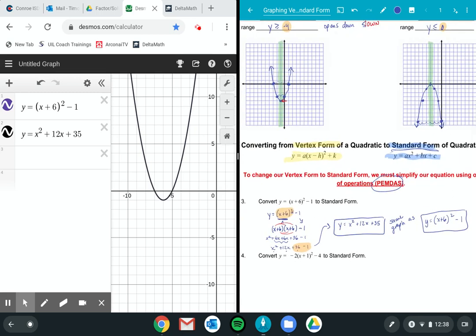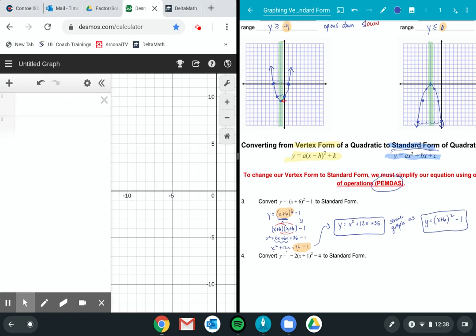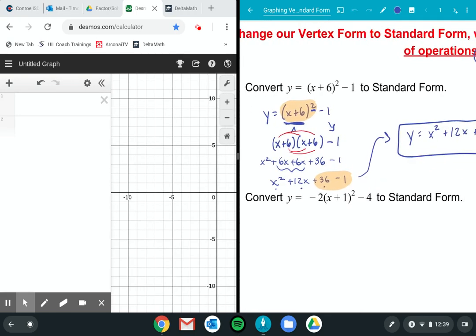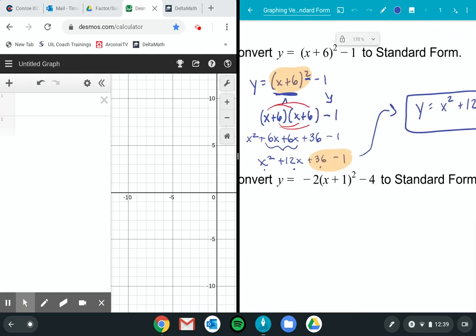Now, going into the last one, Desmos is a good supporting tool. I'm not going to graph it again. I don't want to waste that time. So, order of operations here. If I have y equals negative 2 times (x plus 1) squared minus 4, in the parentheses there's nothing for me to simplify.